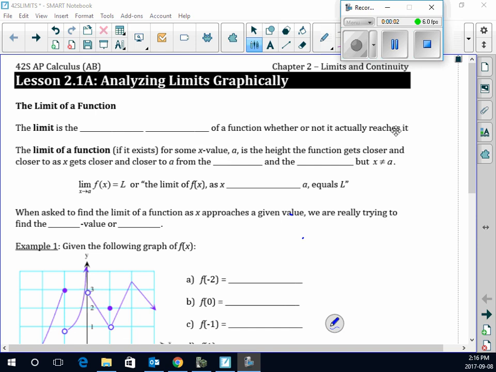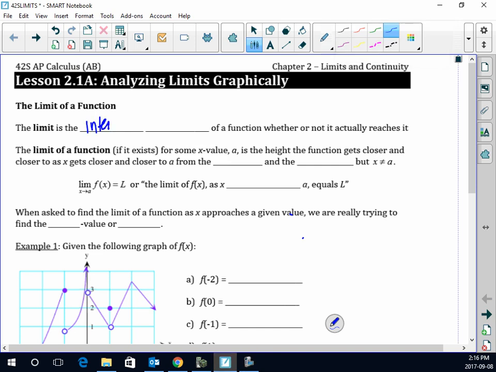We just finished hearing that video about the limits. So the limit is the intended height of a function whether or not it actually reaches it. That's kind of huge for you to think about, that it's not really there, but it's intending to get there. So when I ask what a limit is, you got to think through, well, even if there's a hole there, I'm intending to try to go there.